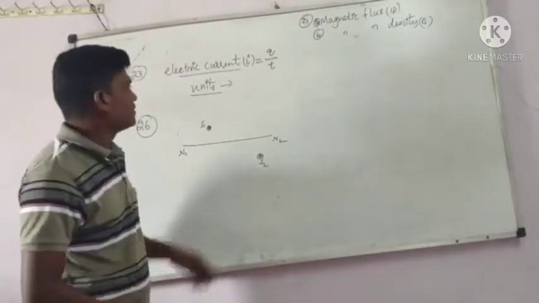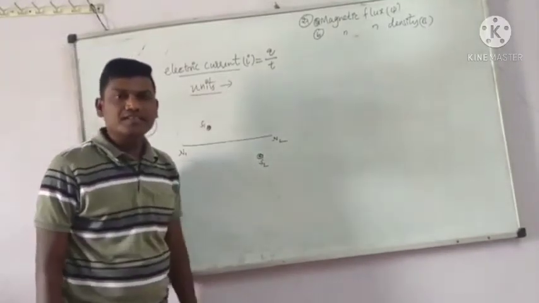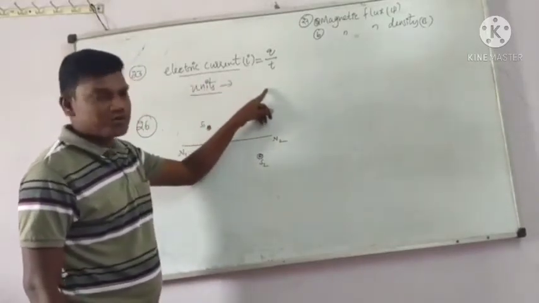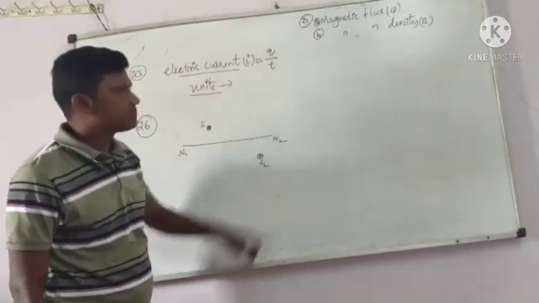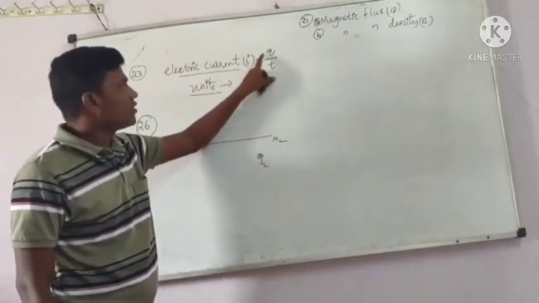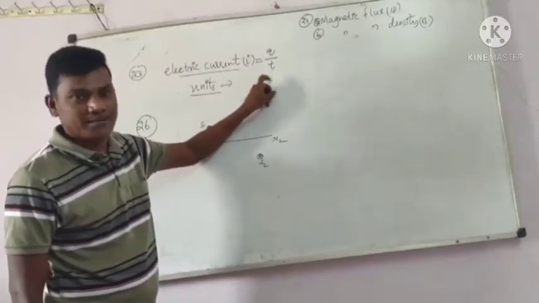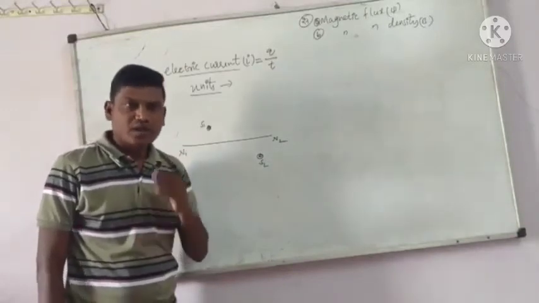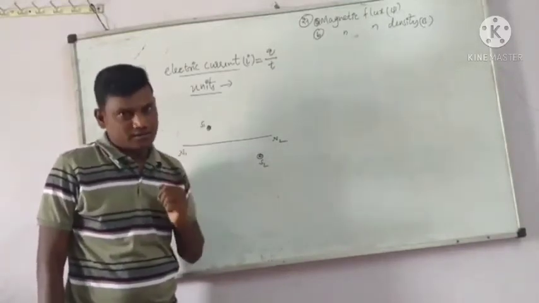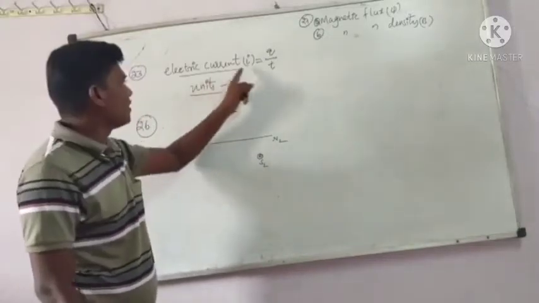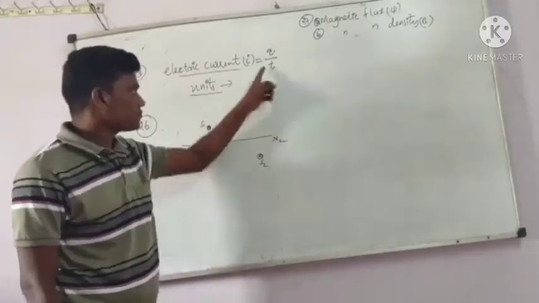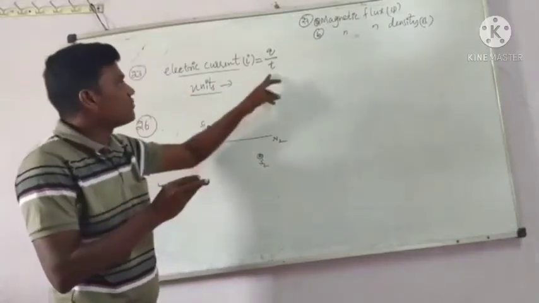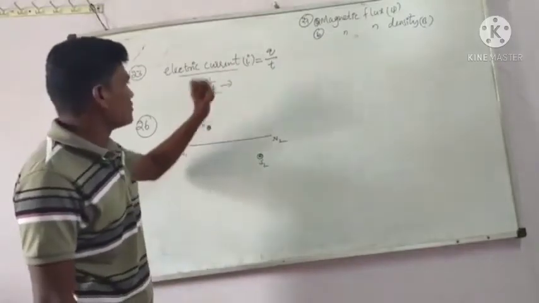So 23rd one is, what is electric current? Its SI unit or units. Electric current, we know the formula, I is equal to Q by T. I is the current, Q is the charge, T is the time. So current we can define in two ways. The rate of flow of electrons in a conductor is called electric current, or the charge flowing through a conductor in a unit time is called current.